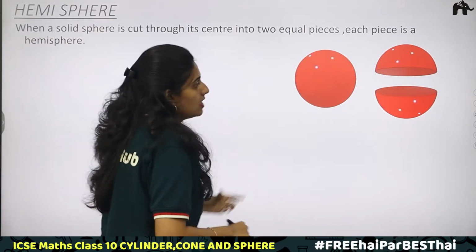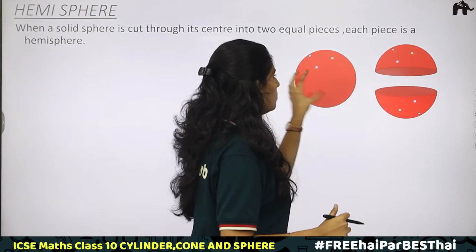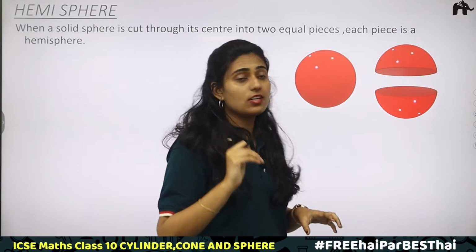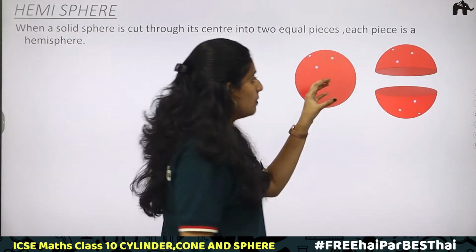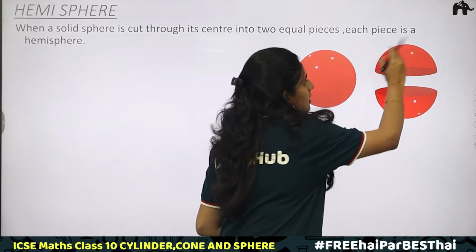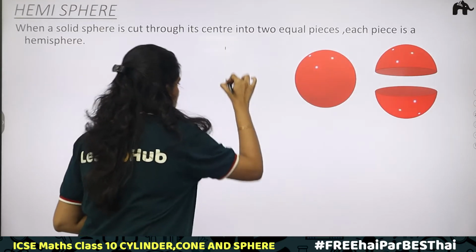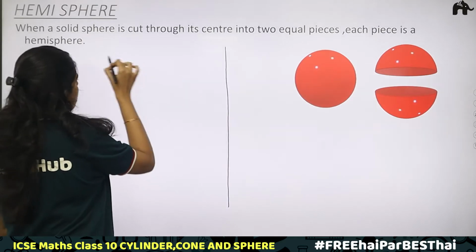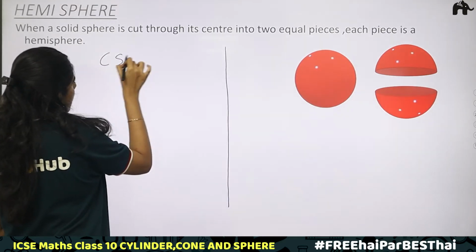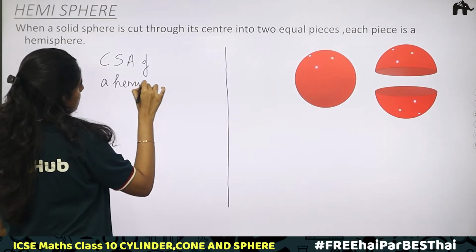So in this case, you will have separate curved surface area and total surface area. For a sphere, we only found the surface area. There is no total surface area or curved surface area separately. We only have surface area. But when it comes to the case of a hemisphere, you will have curved surface area and total surface area separately. So first let us find the curved surface area of a hemisphere.